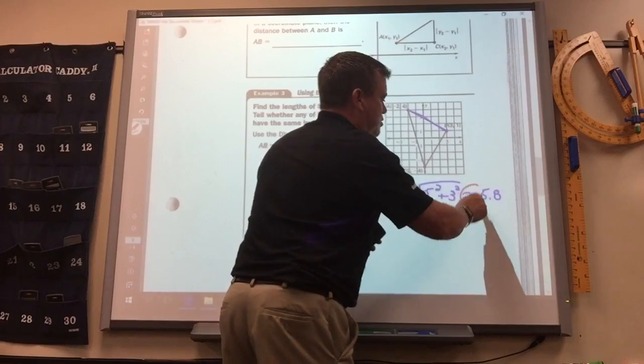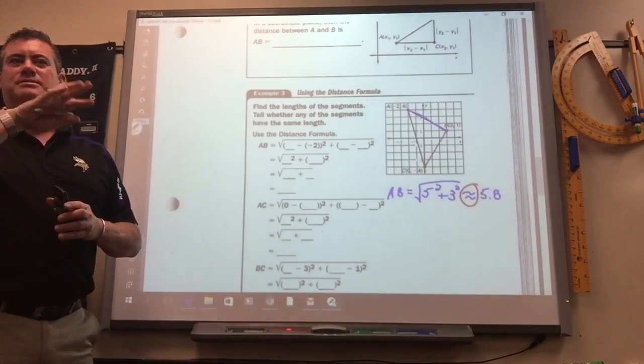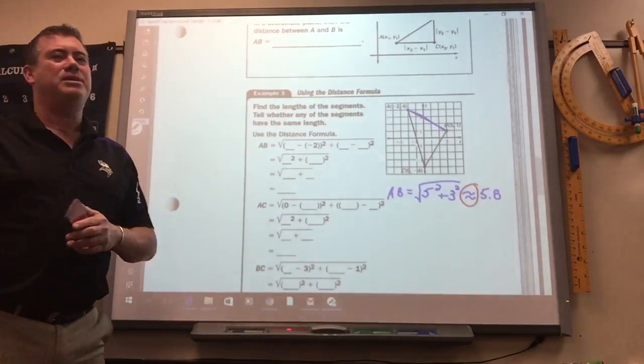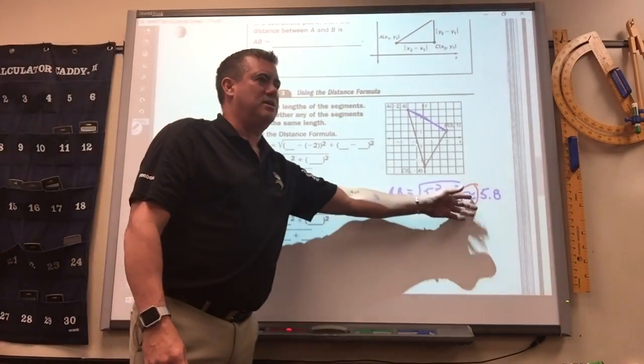Do you remember what this means when they put the two squiggly lines like that? About. It means it's been rounded. This actually means approximately.